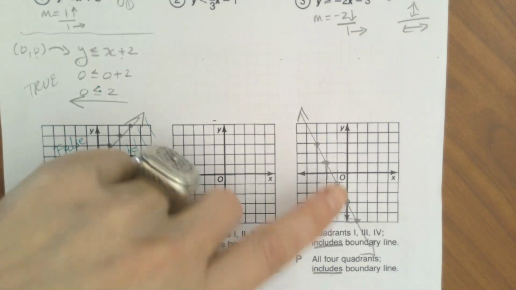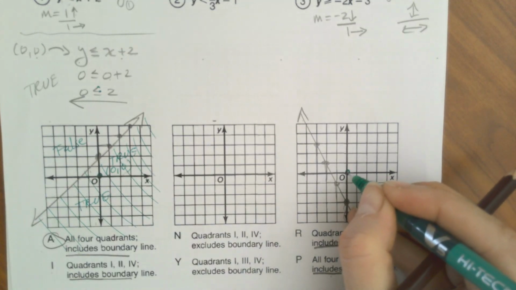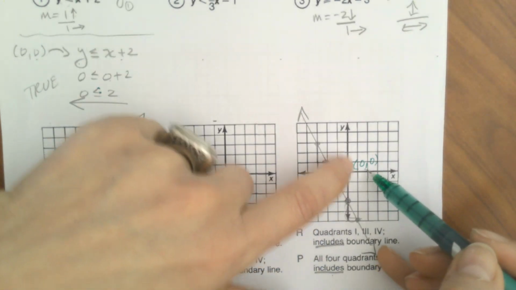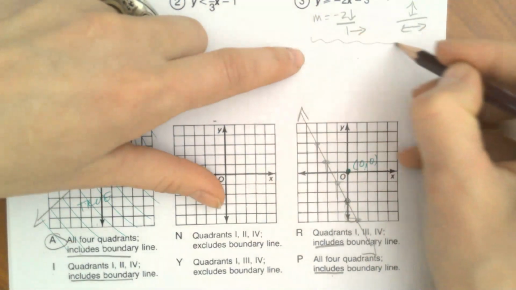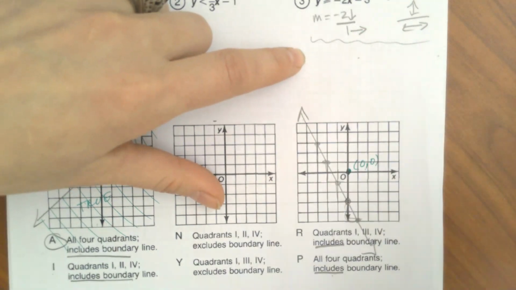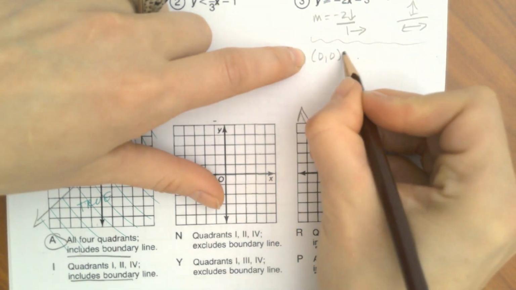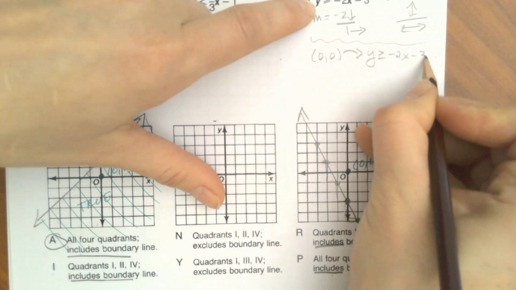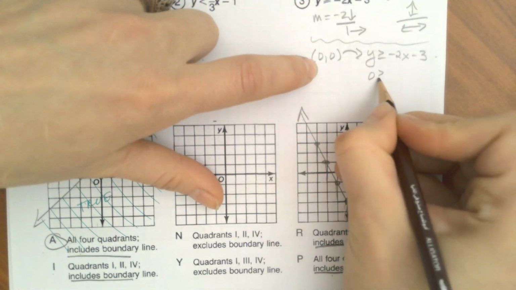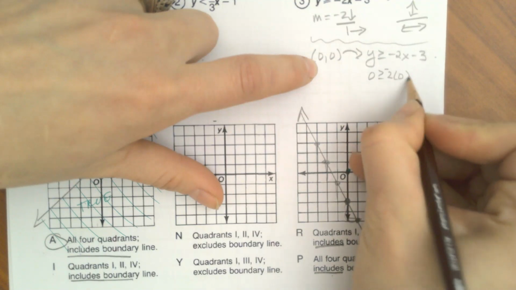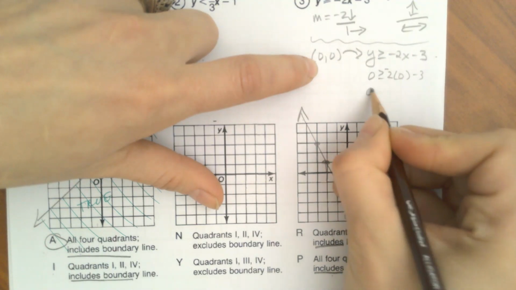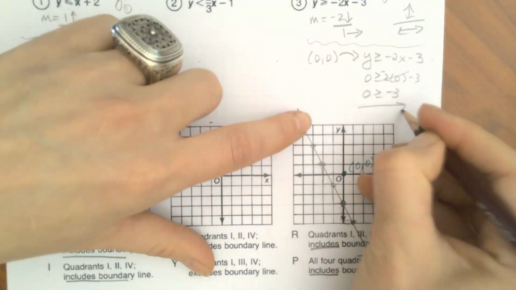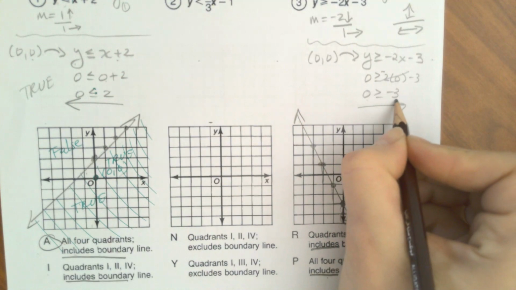So I'm going to choose the easiest point. You could choose any point you want, but I like to choose an easy point. I'm going to substitute this into the inequality and see if the statement will be true or false. So it goes 0. So 2 times 0 is 0. I'm just left with -3. So let's read this. 0 is bigger than or equal to -3.